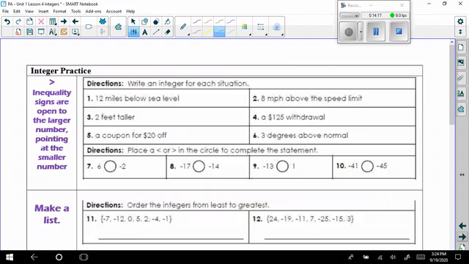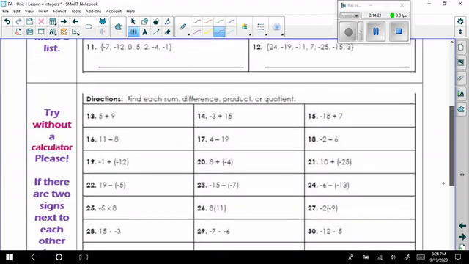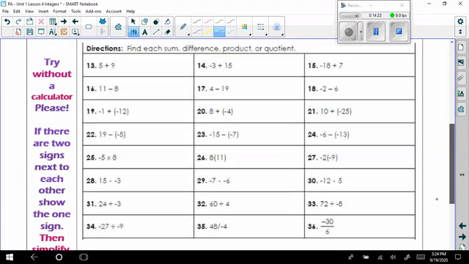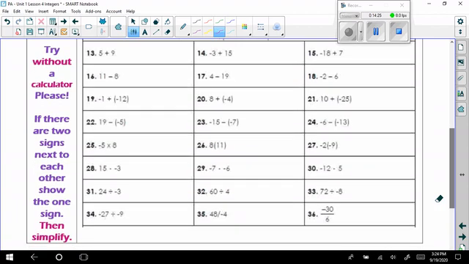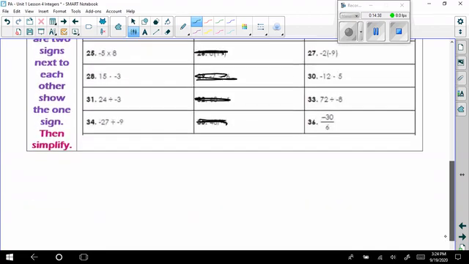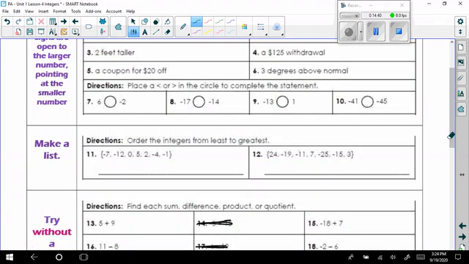And then you have your integer practice. This is for you to try on your own. This is an assignment. I believe on the OneNote, I got rid of the center row right here. And that's it. So make sure you complete your individual assignment. It is in OneNote.